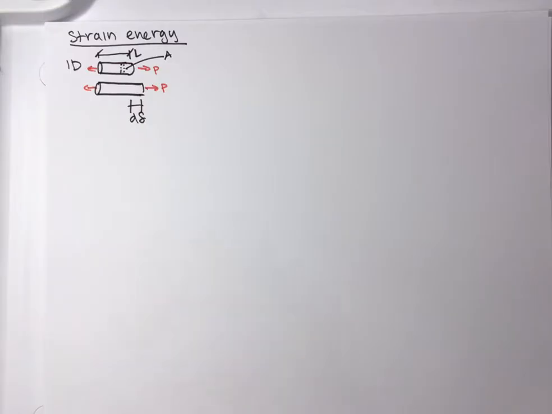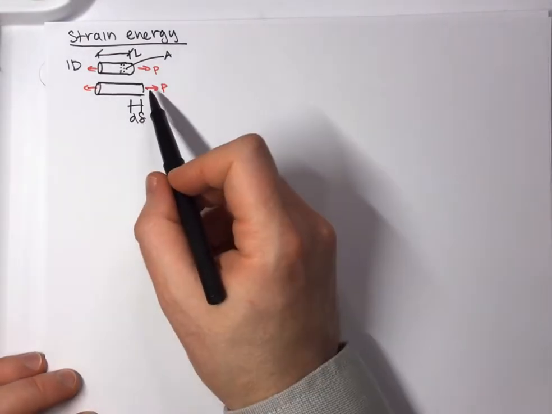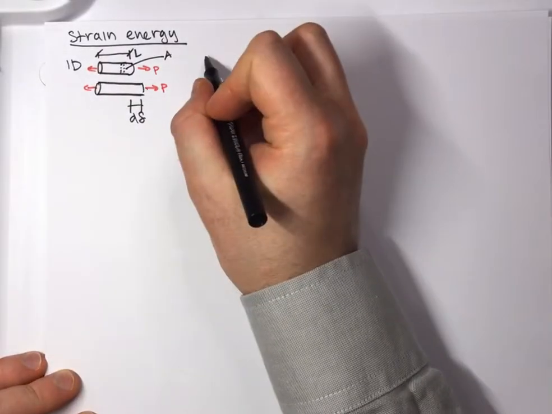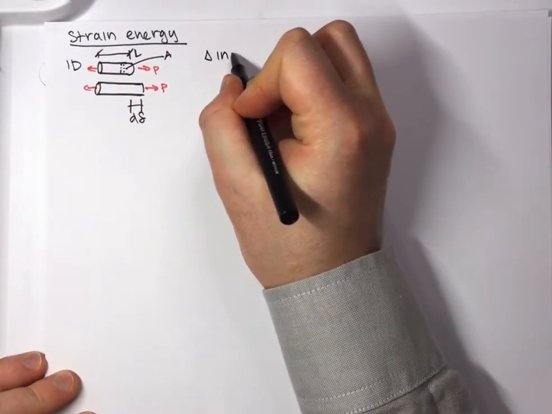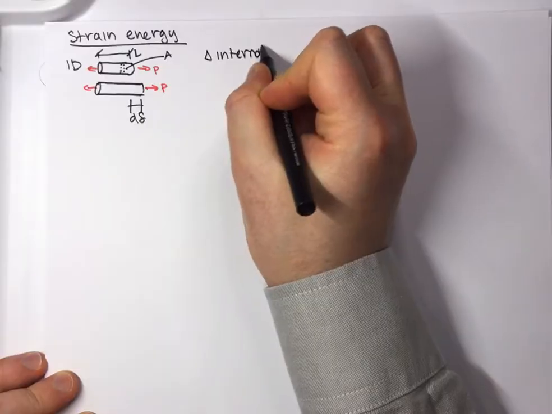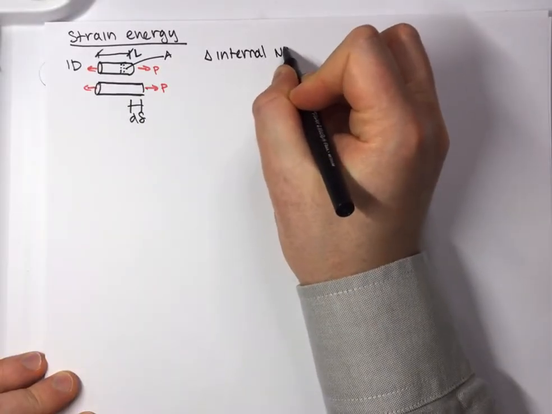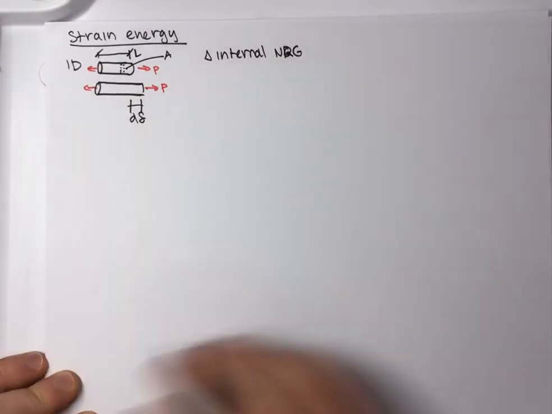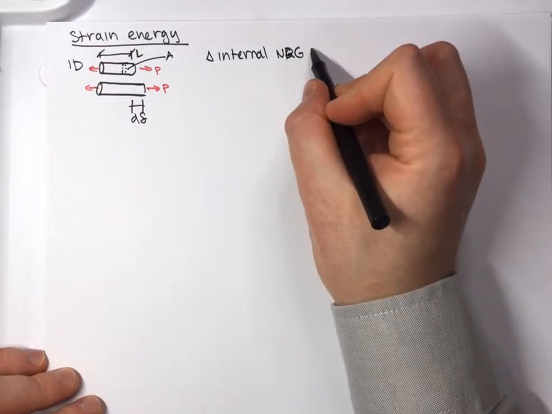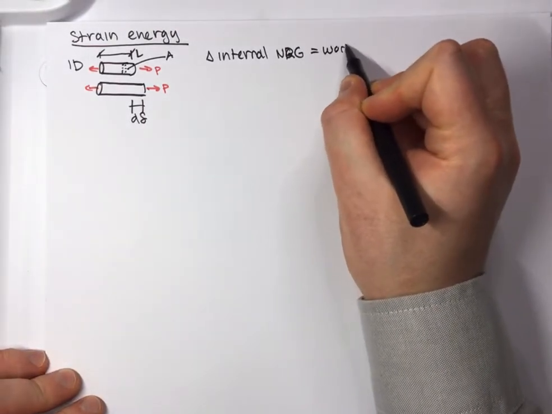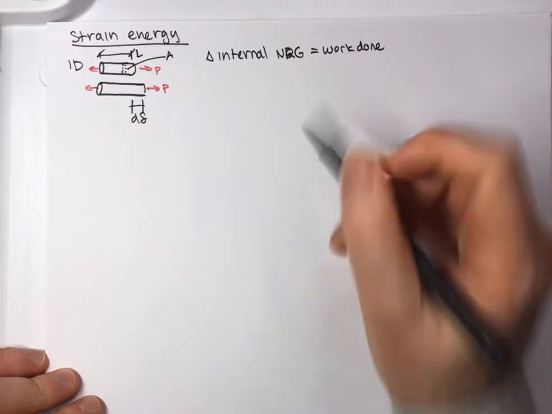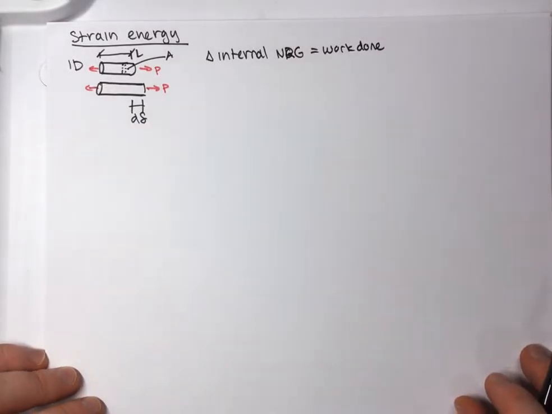So if you remember back to the idea of Hooke's law and thinking about springs, if you pull on a spring, you store energy in it, right, as elastic energy. And what we can do here is say that the change in internal energy, I'm going to abbreviate that, is going to be equal to the work that's done by the external forces, right? That's one of our relationships in physics.